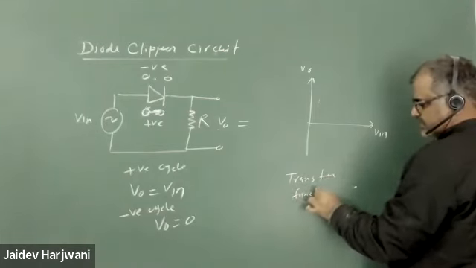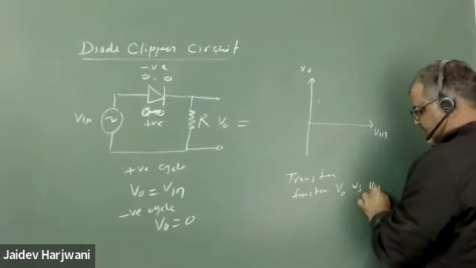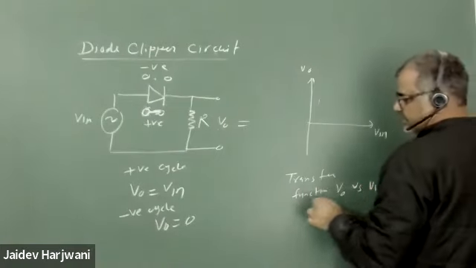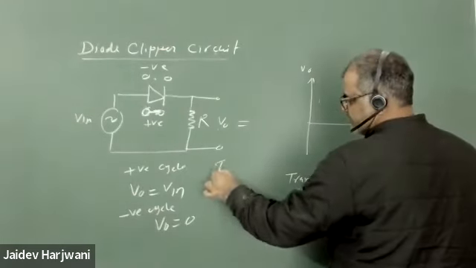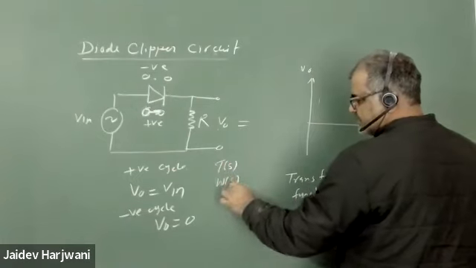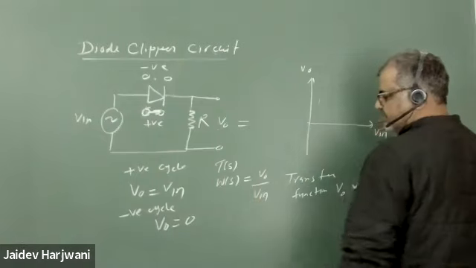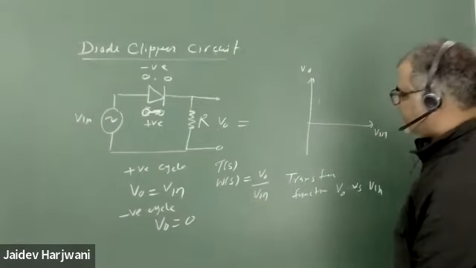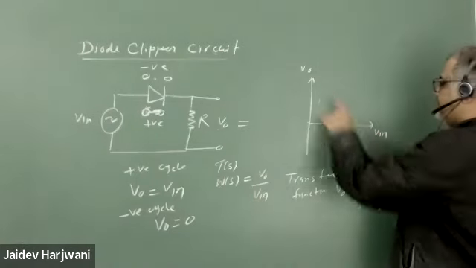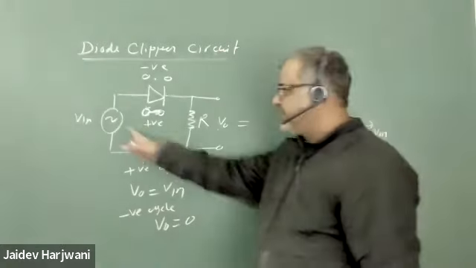Transfer function means the V output versus V input graph is called your transfer function. It is represented by T(s), or some books represent it by W(s). That is just the ratio of V output to V input. Now if I plot V naught versus V input graph, you see the positive cycle.